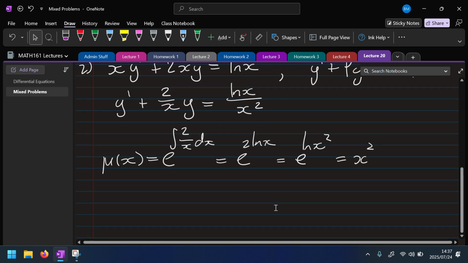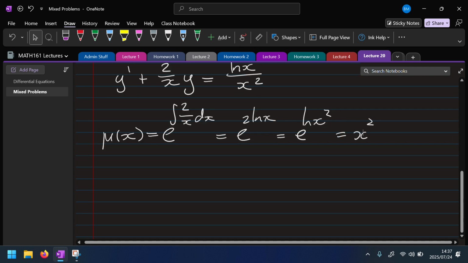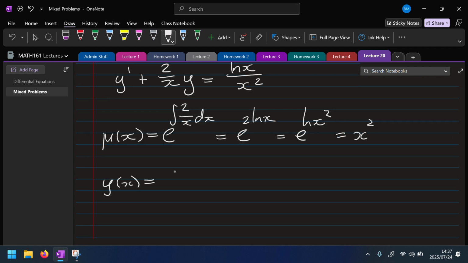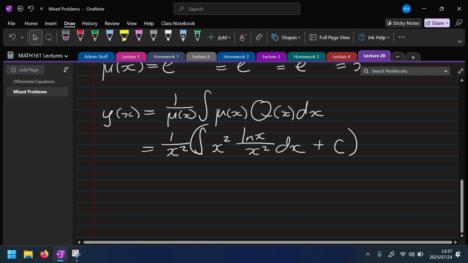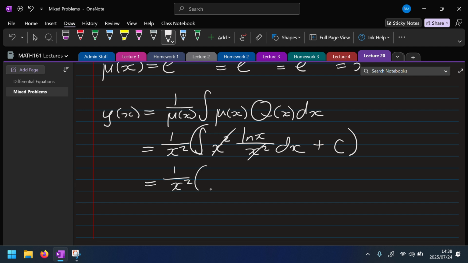Okay, so we've got the mu. That's step 1 done. Step 2, we write out the solution as y of x is 1 over the mu that we found, integral mu of x, q of x dx. Okay, and remember the integral that comes with the plus c. So this is going to be 1 over x squared, the integral of x squared, natural log of x over x squared dx. And let's put our plus c just to be safe. Okay, x squared at the top, x squared at the bottom. That can go. So here we have 1 over x squared, integral natural log of x dx plus c.